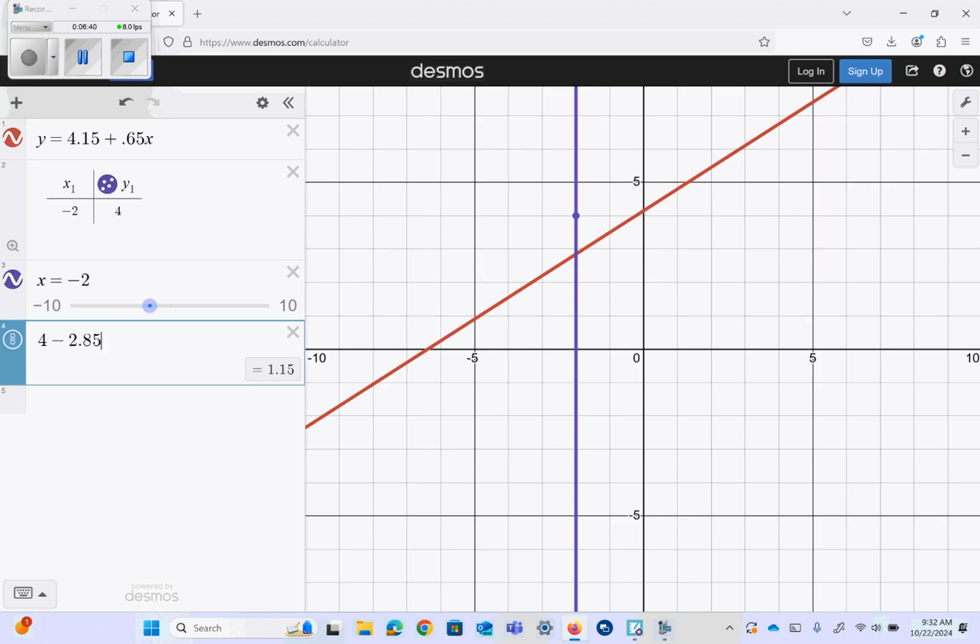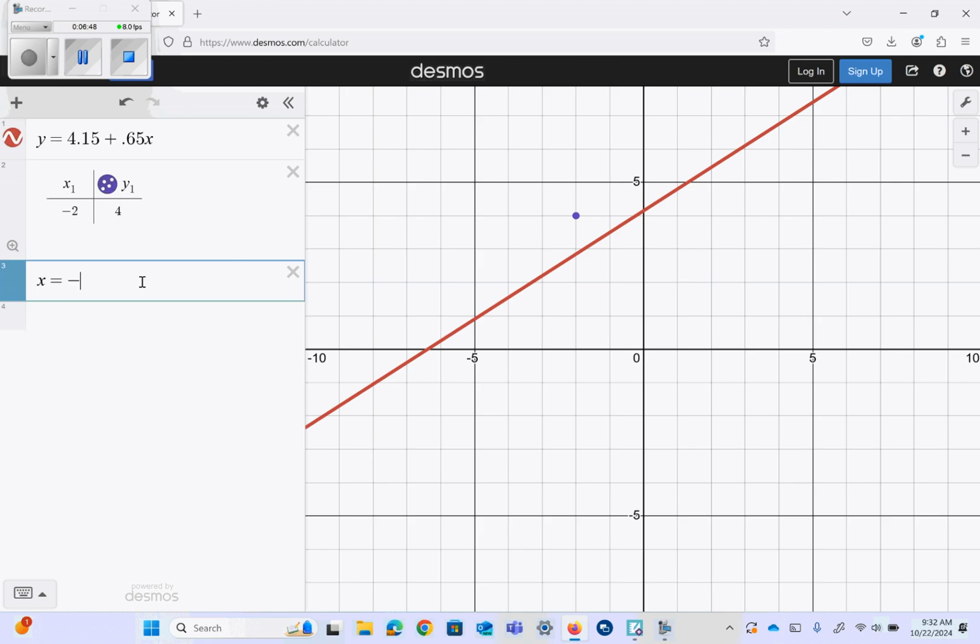Okay, so I can go and plug that value in, or I could say, you know what? They told me that I have a new point. I have a new point at 0, 3.8.